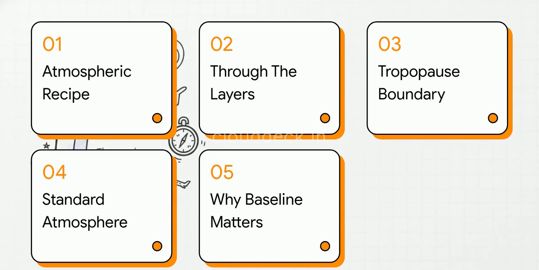So here is our flight plan for today. 1. Our atmospheric recipe. 2. Journey through the layers. 3. The tropopause boundary. 4. The standard atmosphere. And 5. Why the baseline matters.